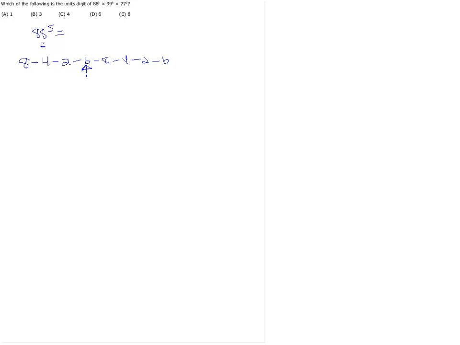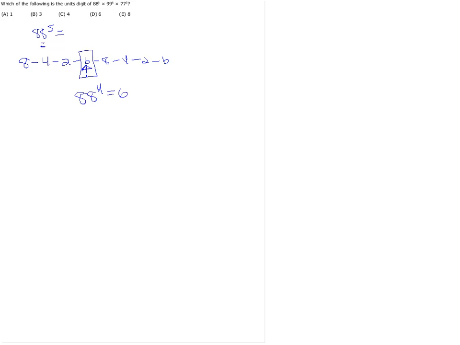Okay, last number in the pattern here is a 6. So again, what that means is that all powers of 8 that are multiples of 4 will have a unit digit of 6, right? Okay, so what we do is we find the closest multiple of 4 to 88 to the 5th. And of course, that's 88 to the 4th. Okay, so 88 to the 4th must have a unit digit of 6.